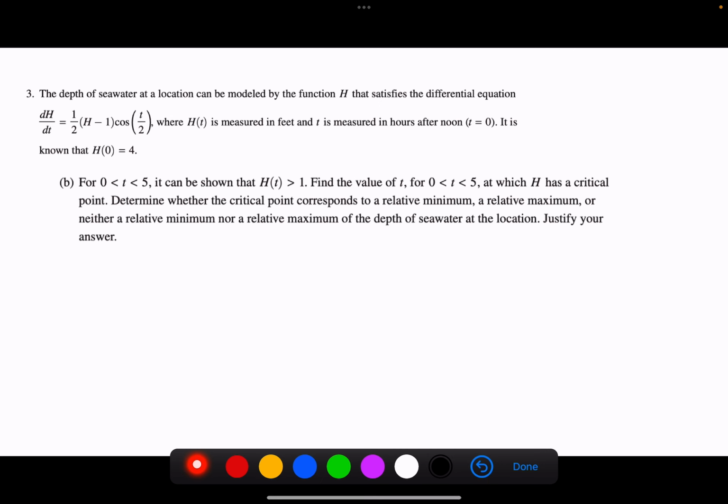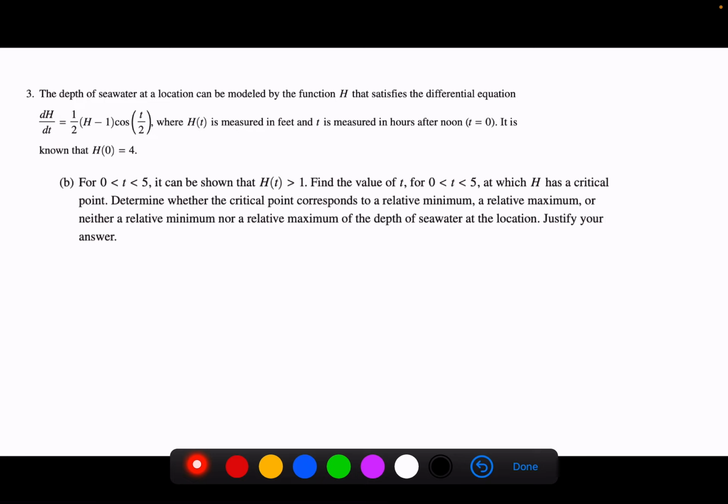For 0 less than t less than 5, it can be shown that h of t is greater than 1. We want to find the value of t, for 0 less than t less than 5, at which h has a critical point, and we want to determine whether the critical point corresponds to a relative minimum, a relative maximum, or neither a relative minimum nor a relative maximum of the depth of seawater at the location, and we want to justify our answer.